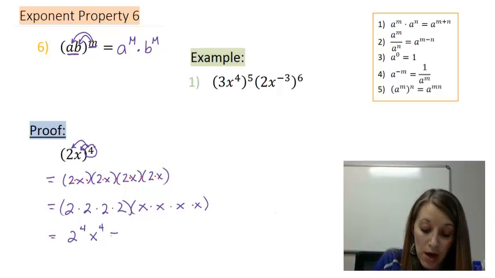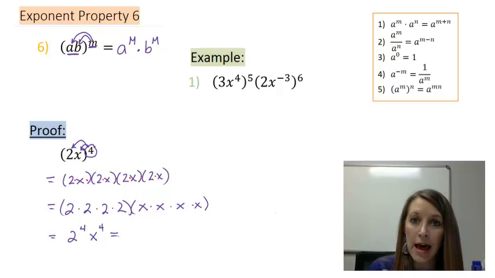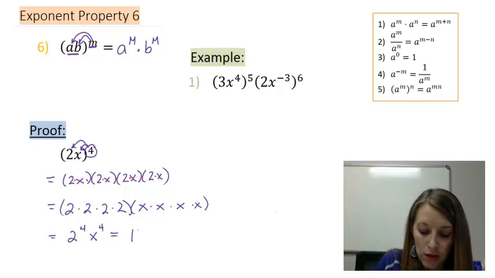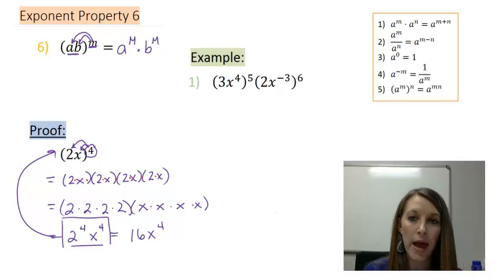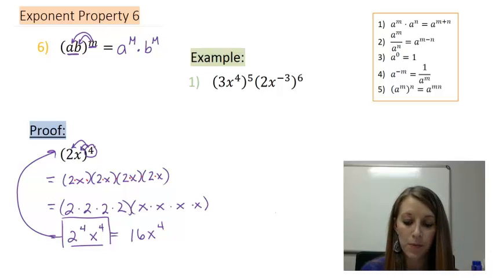One more time, this would not be your final answer in an actual homework problem. You would simplify it completely, where 2 to the 4th is 16. But this here proves to you that this property works the way I claimed it to in the first place.